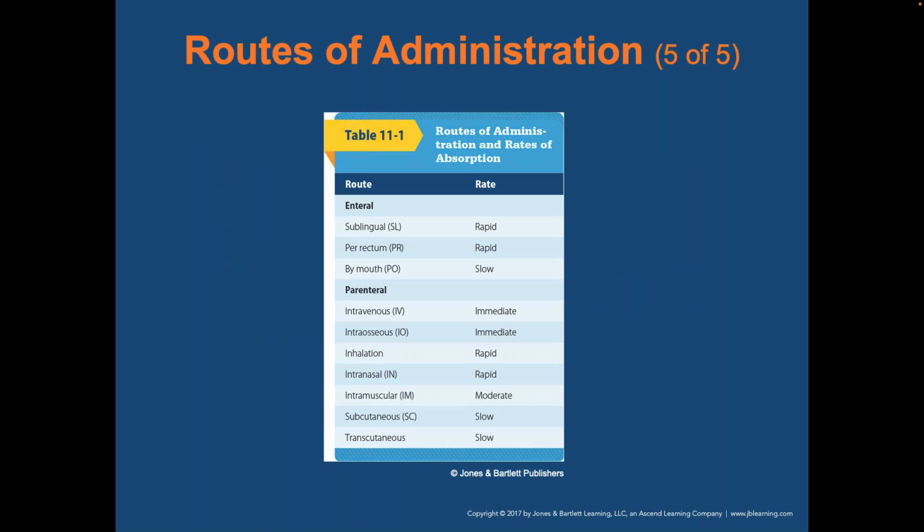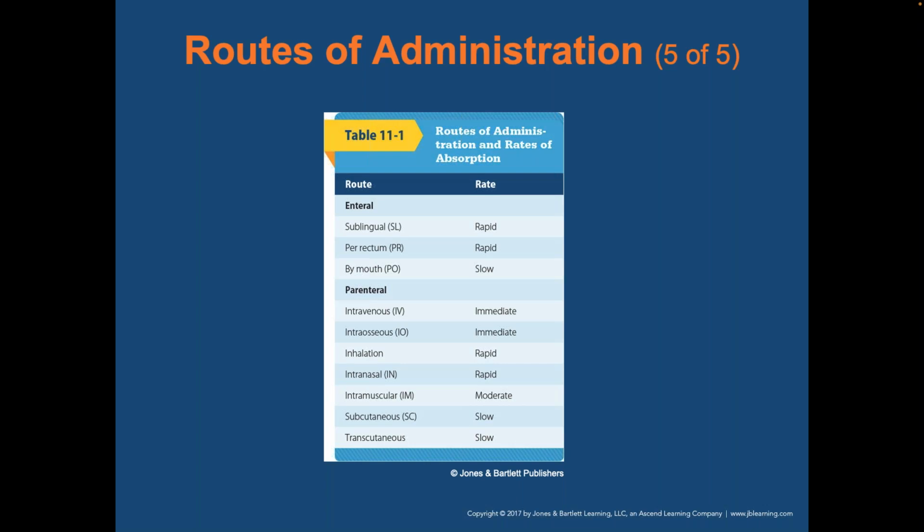So as you can see here on the table, our route of administration and rates of absorption. Enteral, which would be sublingual, PR, PO. Sublingual and rectal are very rapid. Remember I mentioned the vasculature and the smooth muscle of the rectum, right? It allows for quick absorption, all right? Same thing with sublingual in the tongue. It's very vascular underneath the tongue. That's why you have a rapid administration. But your PO, by mouth, remember, it has to go into the GI tract. It'll take longer to kick in.